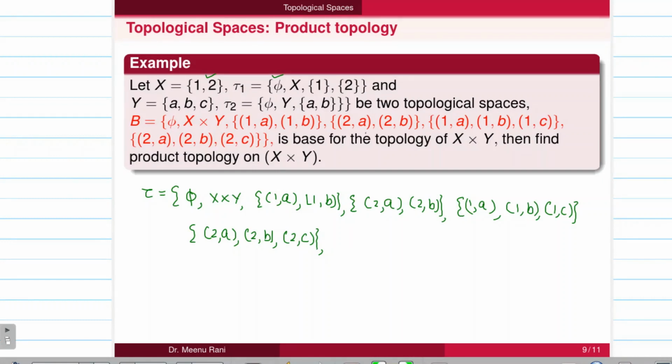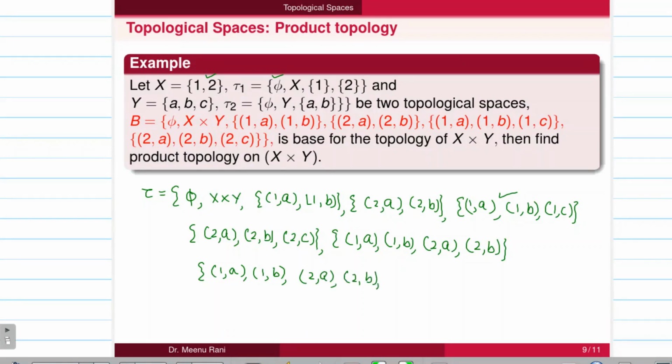Take union of 1A, 1B with 2A, 2B. Then it will be 1A, 1B, 2A, 2B. Then take union of 1A, 1B with 1A, 1B, 1C. It is 1A, 1B, 1C again. It is already a member. Now take union of 1A, 1B with 2A, 2B, 2C. Then we will get 1A, 1B, 2A, 2B, 2C.